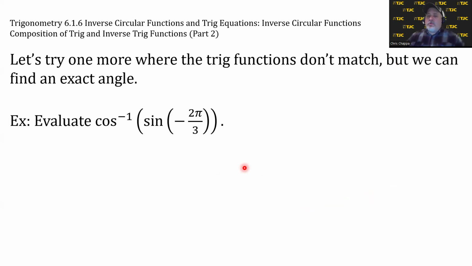Let's try one more where the trig functions don't match, but we can find an exact angle. For example, cosine inverse of sine of negative 2 pi over 3. This is almost straightforward, especially if you have a unit circle, but you still have to know your quadrants.